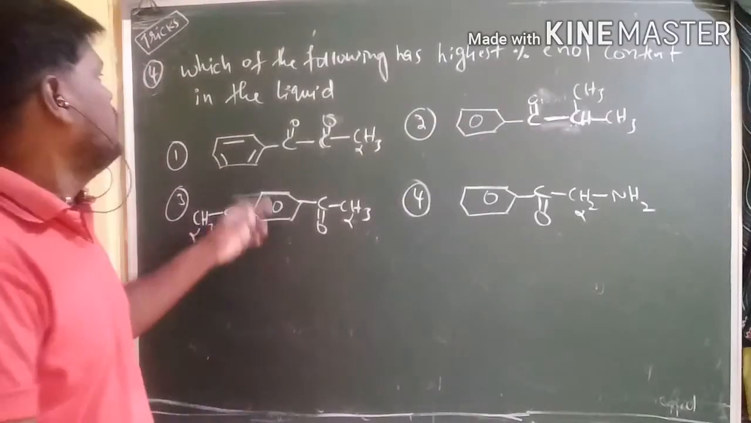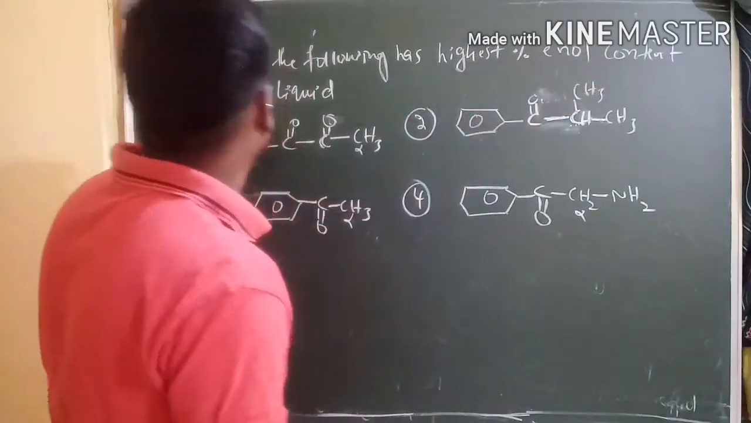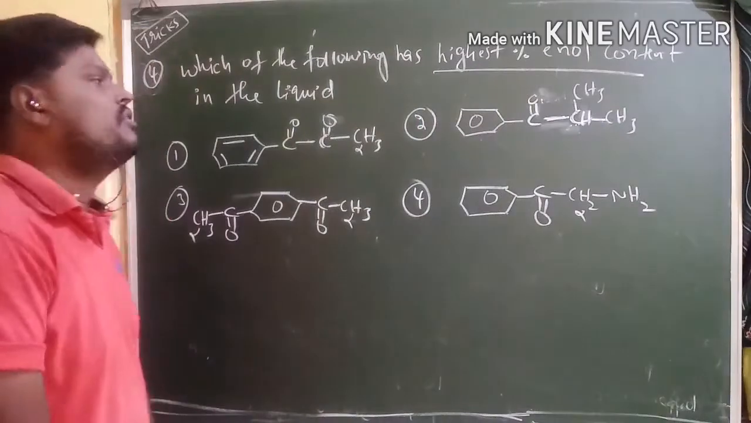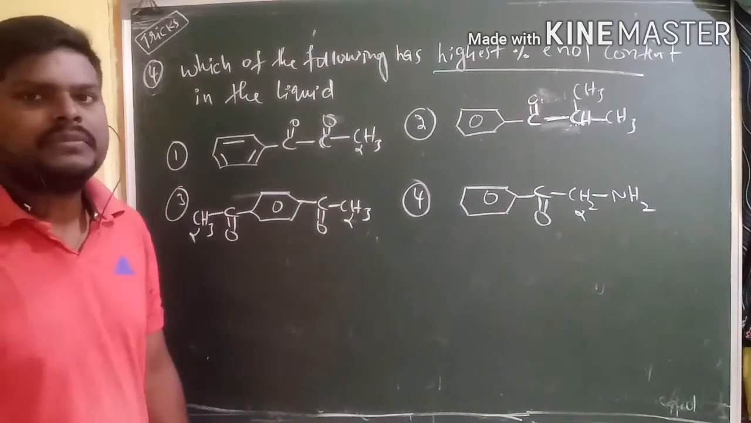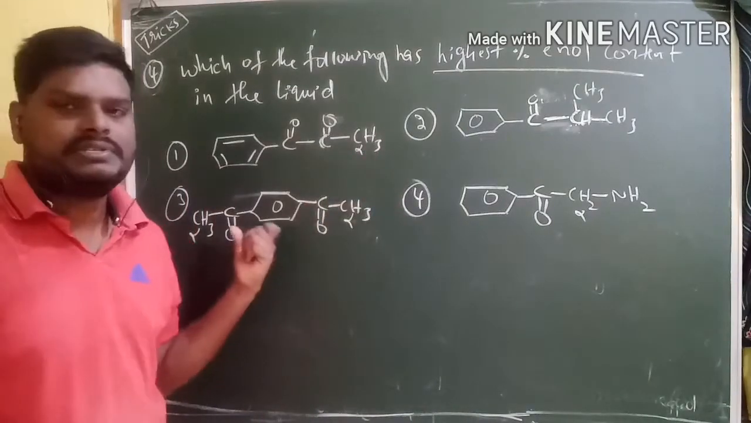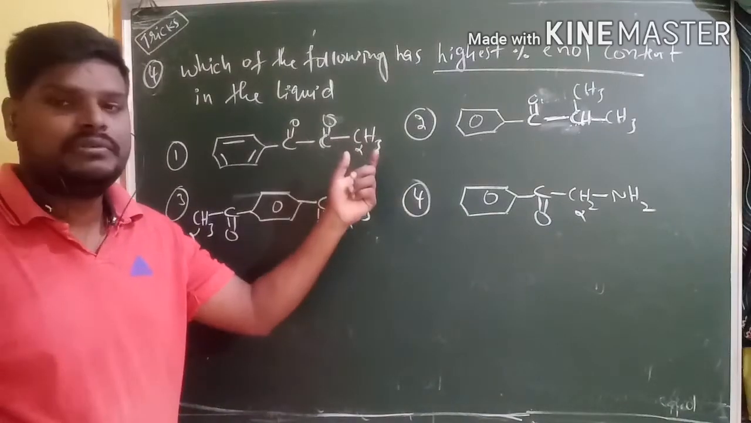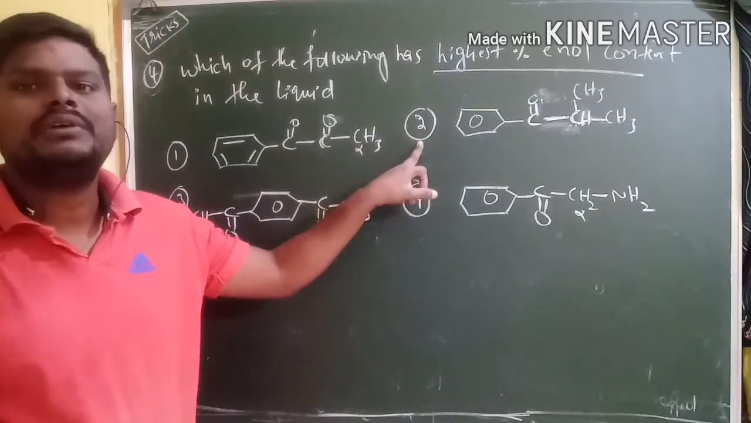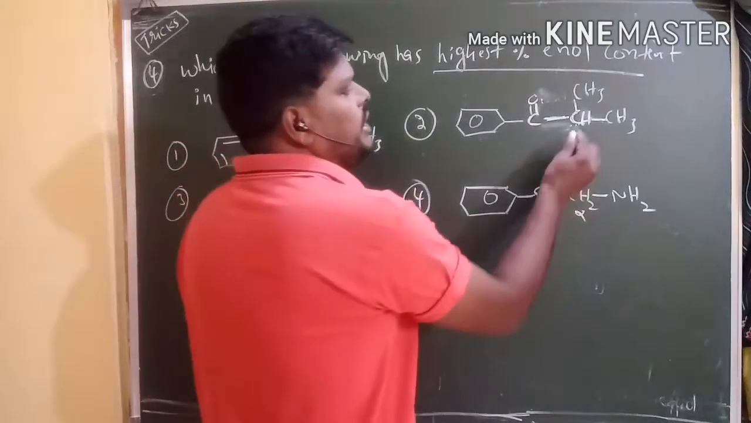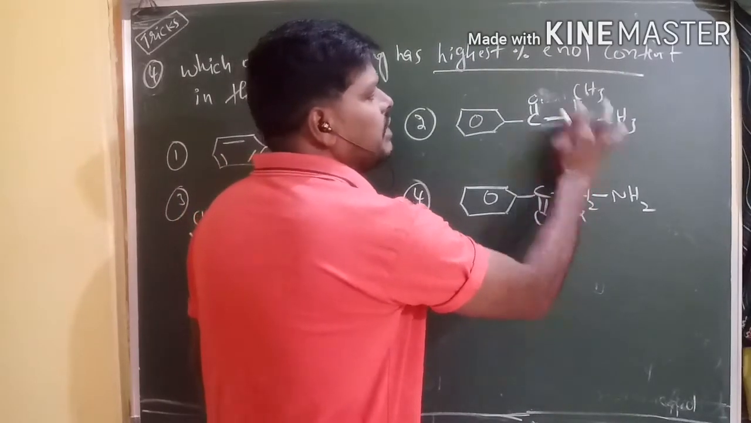Next, which of the following has the highest percentage enol content in the liquid? Here there are 4 options that can be involved in tautomerism. But among these 4, only the second one can show a higher enol content percentage. Here this is the alpha carbon, sir. Here one alpha hydrogen is there.